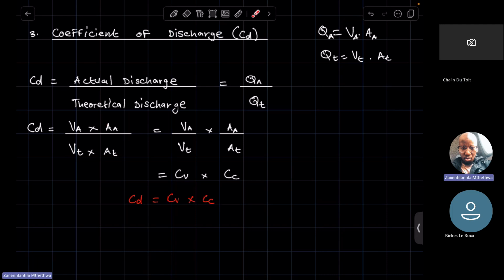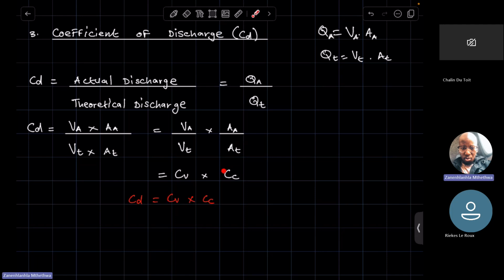Right? And then separating the terms like so. So having VA over VT times the actual area divided by the theoretical area, hence having this. We've established that VA over VT is equal to CV, and the actual area divided by the theoretical area is equal to the coefficient of contraction. That means that we are able to calculate CD using the product of these two.